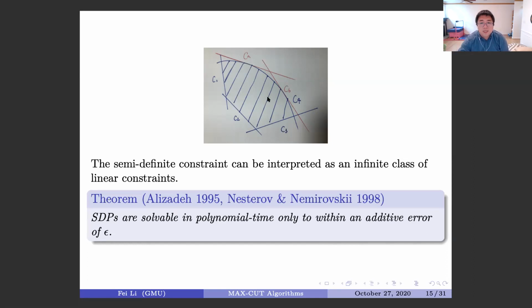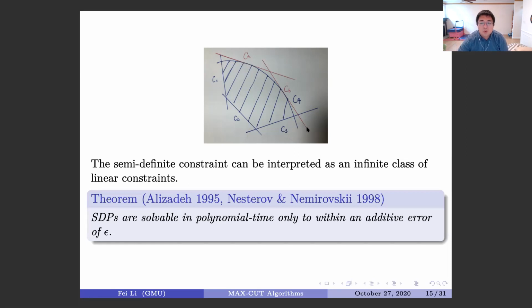So here is one example, right? Assume we have C1, which is a linear constraint. C2 is a linear constraint. C3 is a linear constraint. These three constraints are linear ones. But assume that for this feasible region there is a nonlinear curve, like C4 like this. So how can we describe C4?